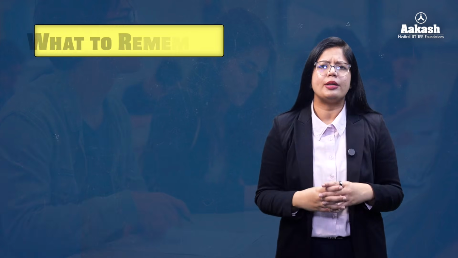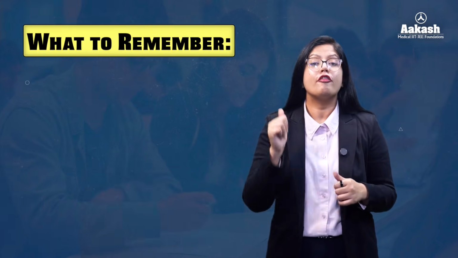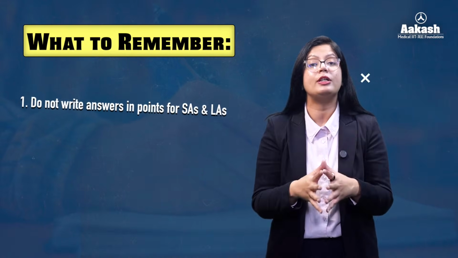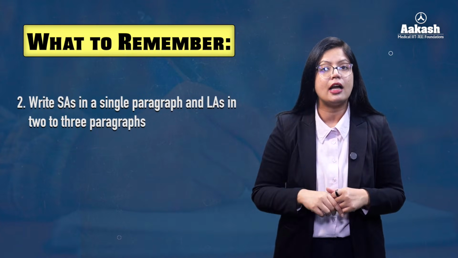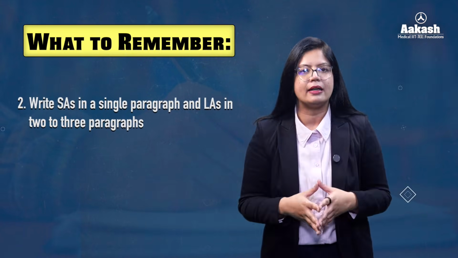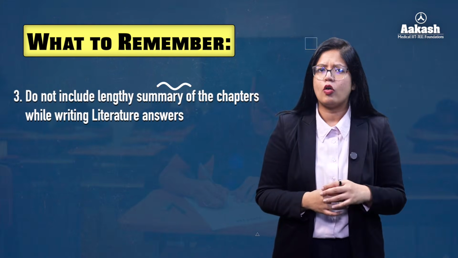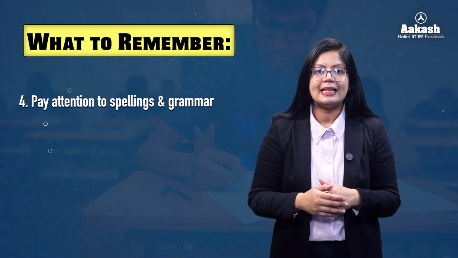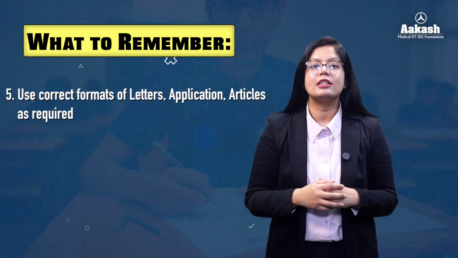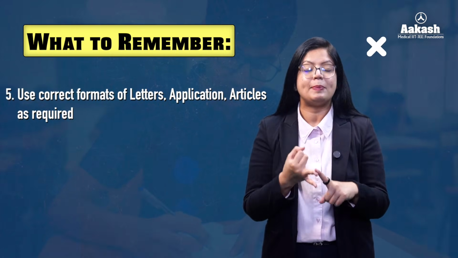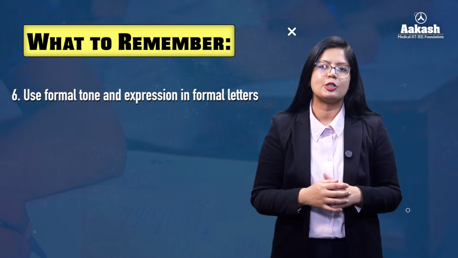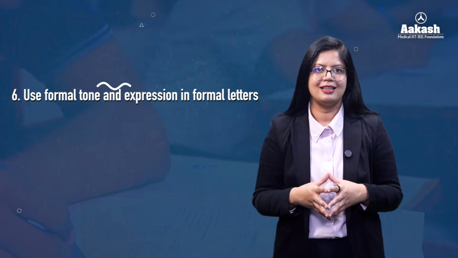Now, what are the key things to remember when you are writing your English answers? First, do not write answers in points for short answers and long answers. It's advisable to write a short answer in a single paragraph and long answer in 2 to 3 paragraphs. Do not include lengthy summary of the chapters while writing literature answers. Always pay attention to spellings and grammar. Always use correct formats of writing skills such as letter writing, application writing, articles as required. And don't forget to use formal tone and expression whenever you're writing formal letters. Let's look at the marking scheme of social science in the next section.